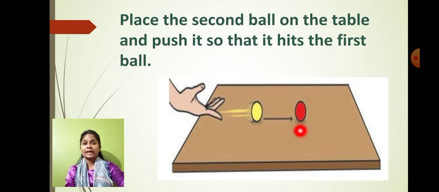So we have kept the red ball stable and we are trying to push the yellow ball towards the red ball. So now what will happen, students, in this case? When the yellow ball goes toward the red ball, automatically the red ball, which is stable at its position, will also move from its original place. It will also move in the forward direction.